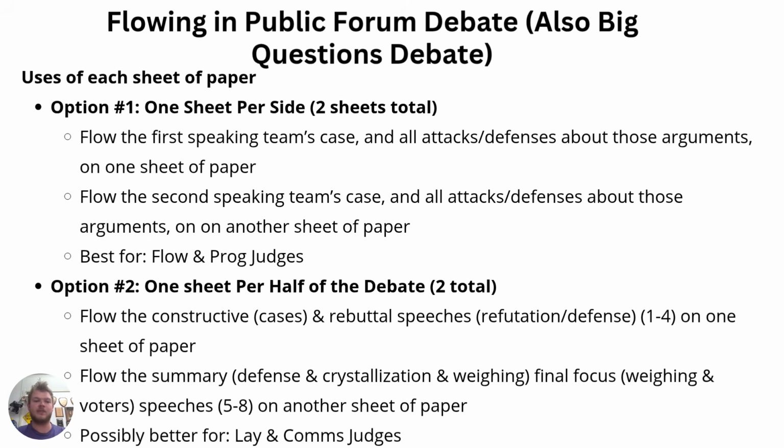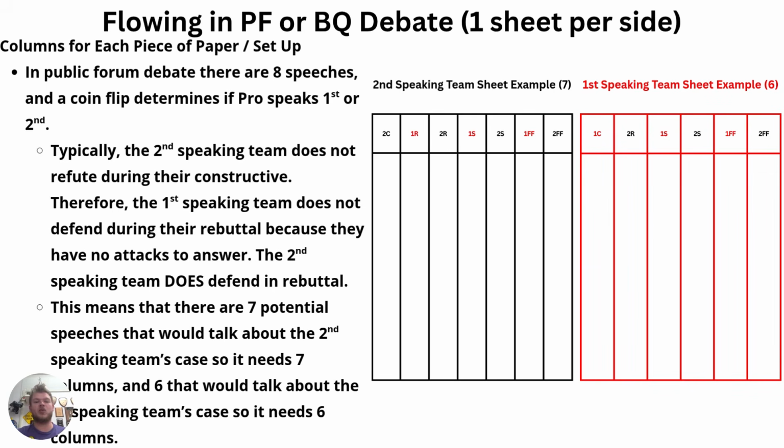So here's what your papers would be set up like if you choose to do the first option where you flow each team's case on its own sheet of paper. There are 8 speeches in public forum, and a coin flip determines if you speak first or second. So unlike in other types of debate, you are not guaranteed to speak first if you're the pro. If you're doing big questions, the affirmative will always be the first speaker.